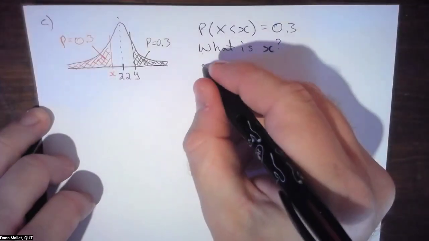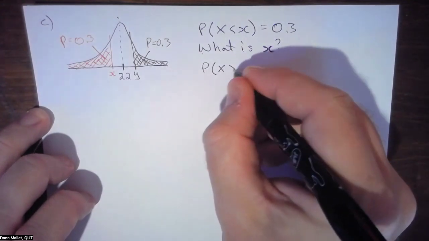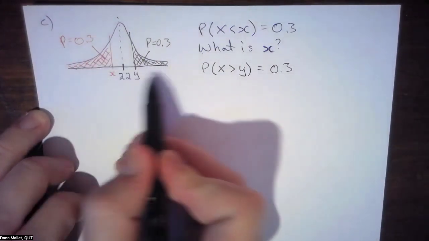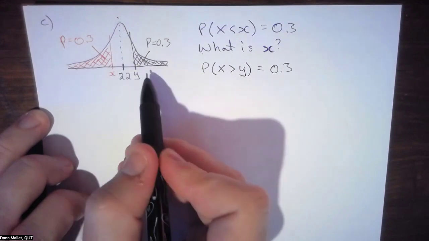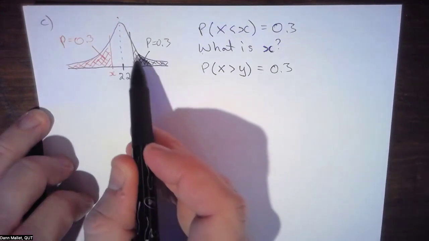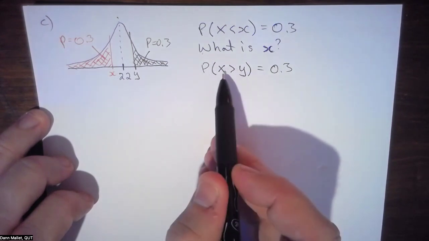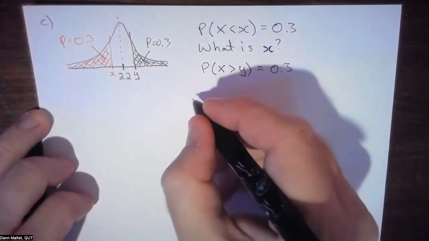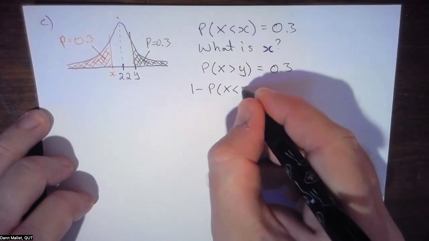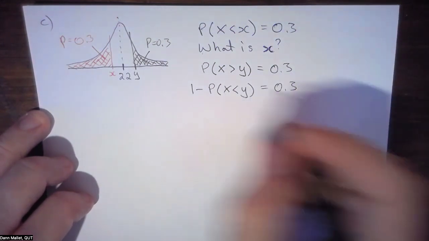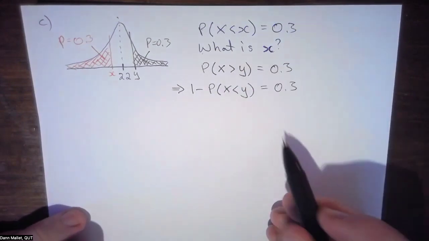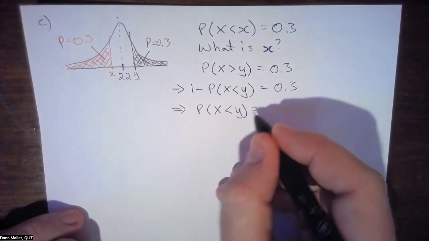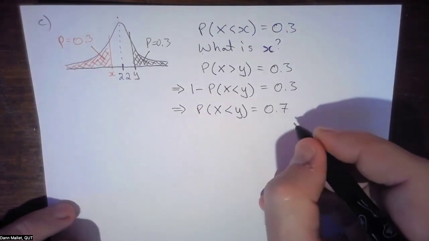So what I'll do then is write down that the probability that our random variable is greater than y is equal to 0.3. Now noting that the entire area under the curve must be equal to 1, this black shaded region here, probability that x is greater than y, will be equal to 1 minus the remaining probability that x is less than y. So 1 minus the probability that x is less than y is also equal to 0.3. Now this I can rearrange to write the probability that our random variable is less than y is going to be 1 minus 0.3, or 0.7.